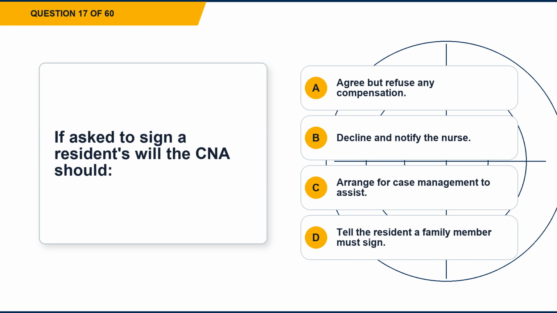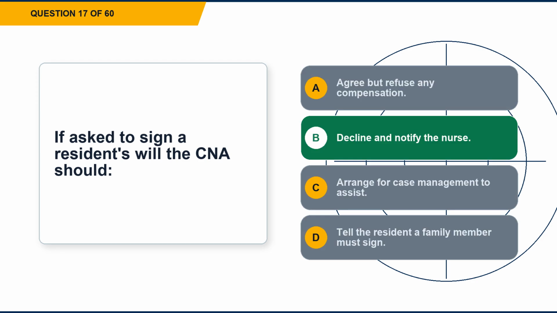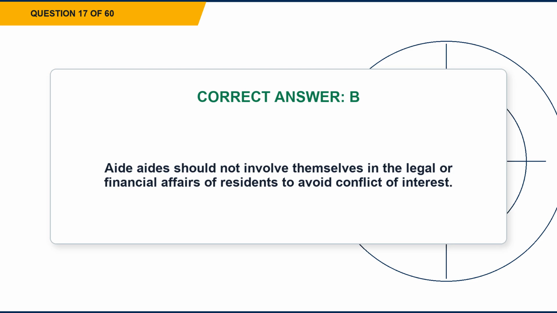Question 17. If asked to sign a resident's will, the CNA should? Option A. Agree but refuse any compensation. Option B. Decline and notify the nurse. Option C. Arrange for case management to assist. Option D. Tell the resident a family member must sign. The correct answer is option B. Decline and notify the nurse. Explanation. Nurse aides should not involve themselves in the legal or financial affairs of residents to avoid conflict of interest.